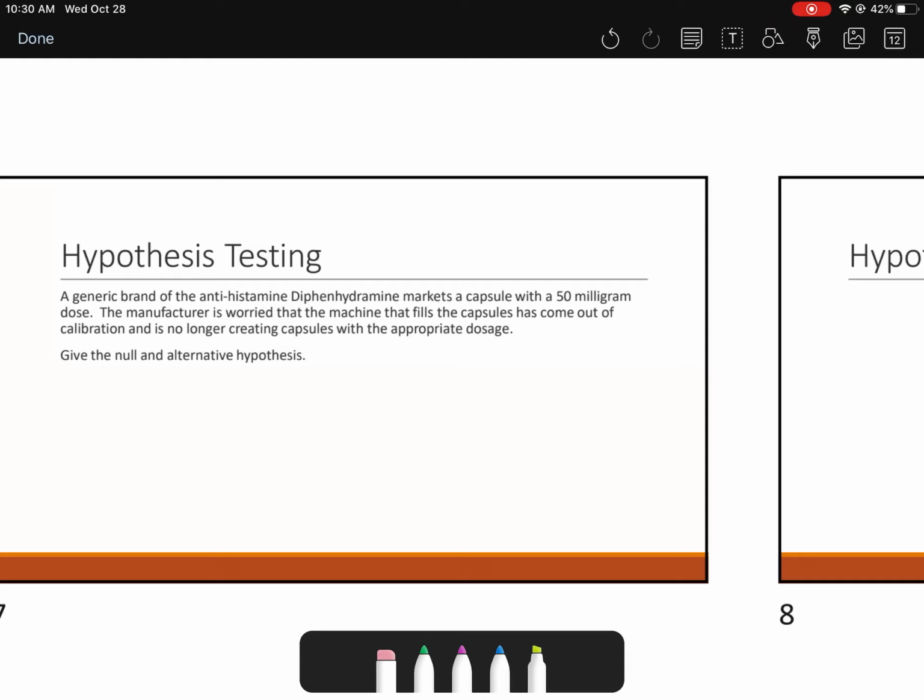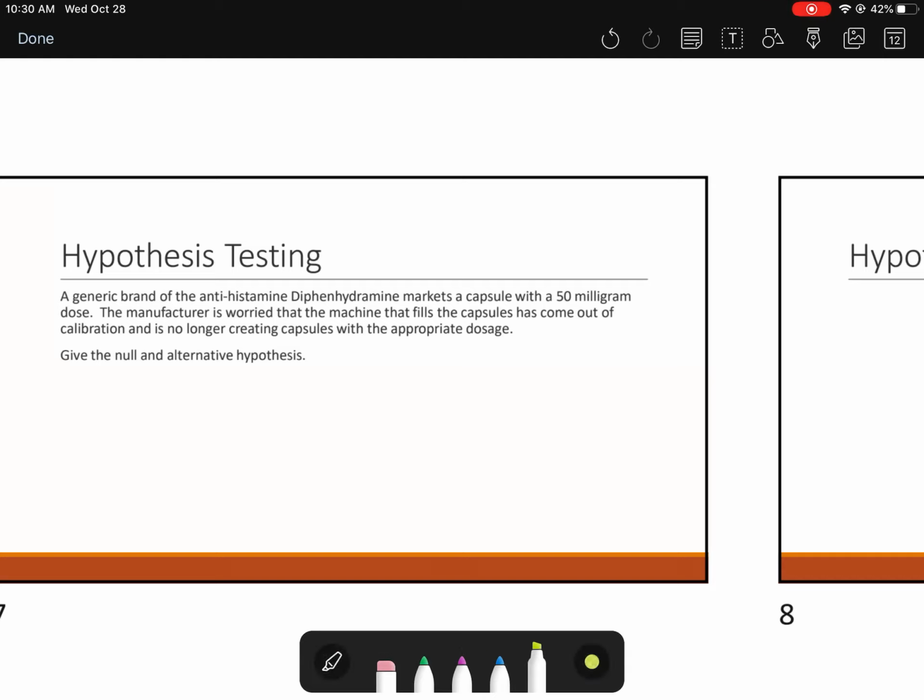Welcome back. Okay, so let's see how we did. A generic brand of the antihistamine diphenhydramine markets a capsule with a 50 milligram dose. The manufacturer is worried that the machine that fills the capsule has come out of calibration and is no longer creating capsules with the appropriate dosage. Give the null and alternative hypothesis.